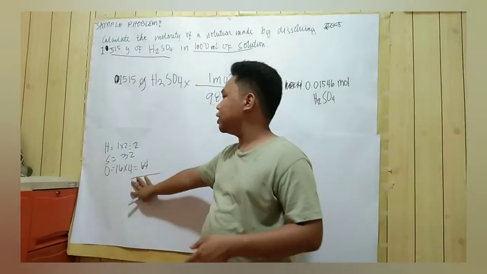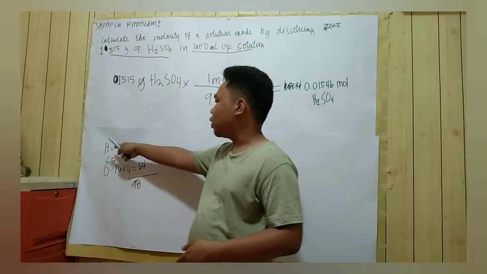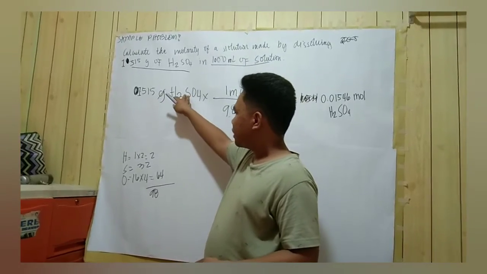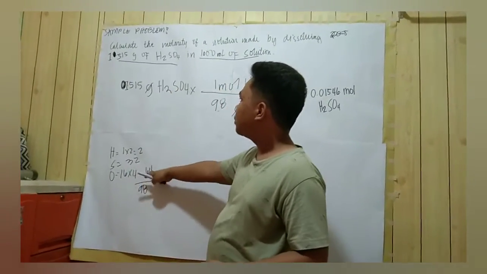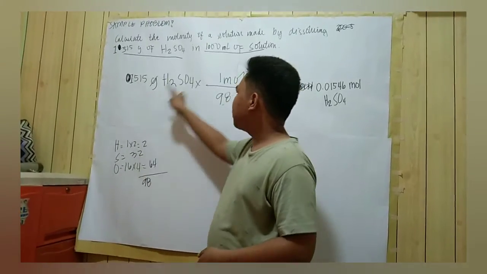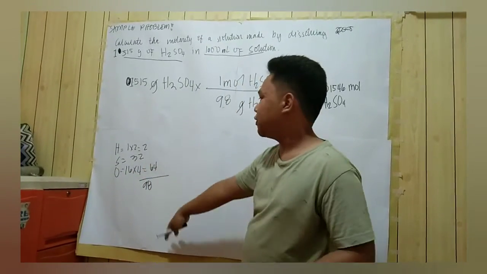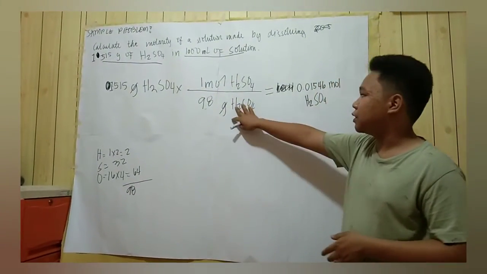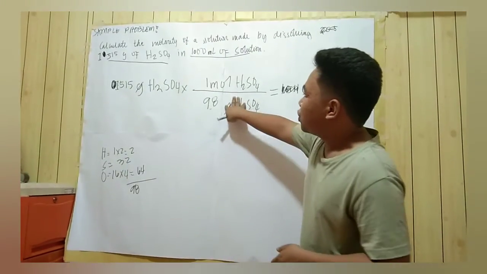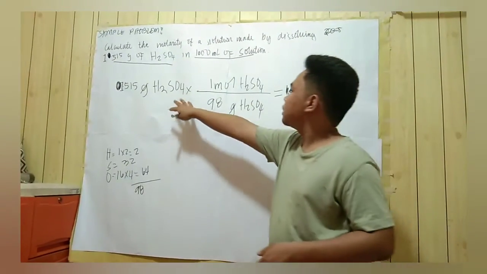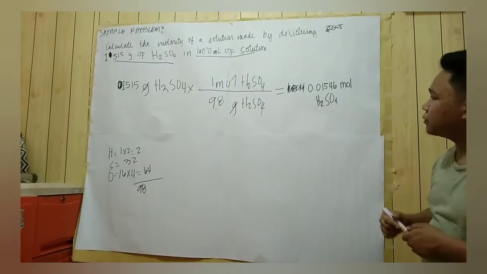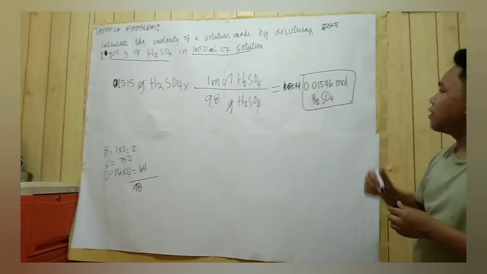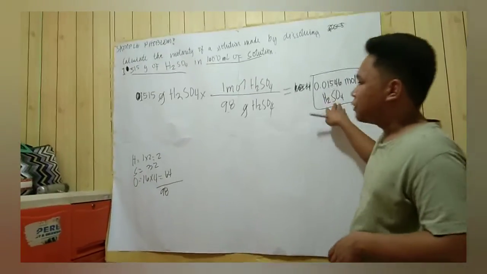So here is the calculation. The atomic weight of hydrogen is 1 times 2 atoms of hydrogen, which is 2. Sulfur is 32. Then the oxygen is 16 times 4 atoms of oxygen, which is equal to 64. Summing it up, it is equal to 98 grams of sulfuric acid. By calculating this, we come up with the moles of solute, which is 0.01546 mole of sulfuric acid.